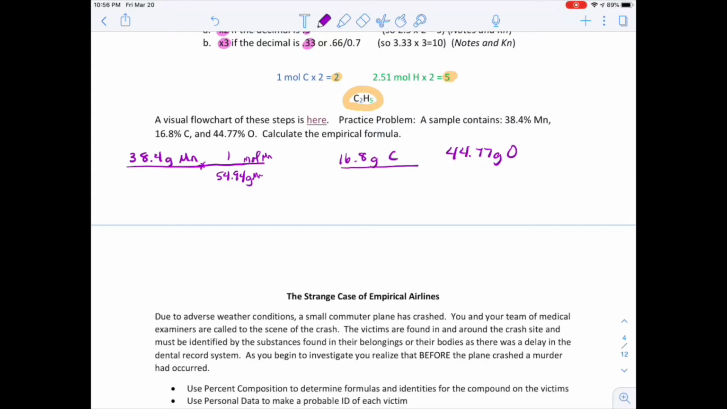And again, I'm doing this all at once, while I'm in the flow of it. This one's 12.01. That's from the periodic chart, and that's in 1 mole. Those are all carbons. I'm going to scooch him over so he's got a little bit more space. And then grams of oxygen, moles of oxygen. This is 16.00 in 1 mole.